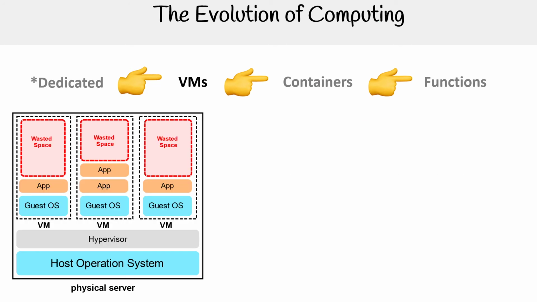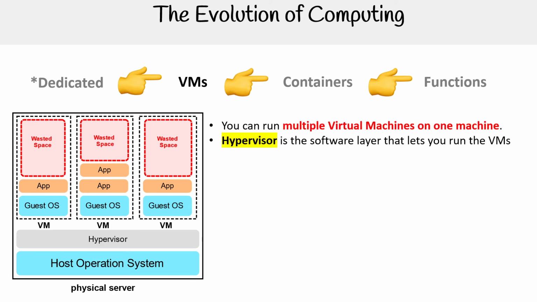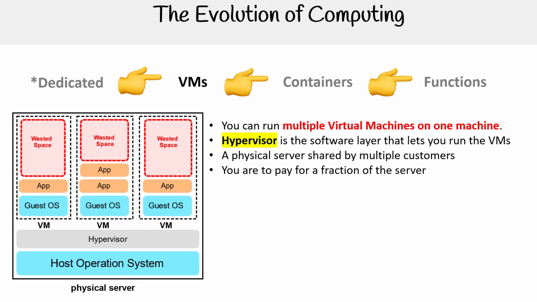So then we're looking at virtual machines. The idea here is you can run a machine within a machine. The way that works is we have a hypervisor. This is a software layer that lets you run the virtual machines. And the idea here is now it's multi-tenant. You can share the cost with multiple customers. You're paying for a fraction of the server.